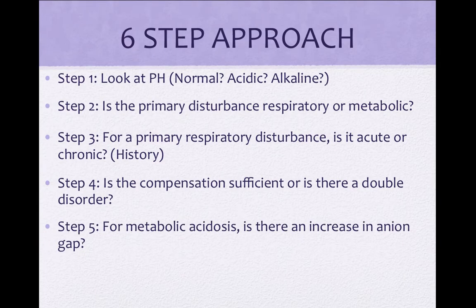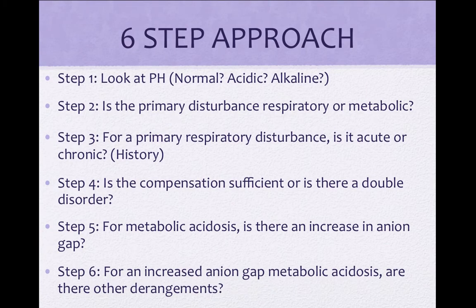Step 5, if and only if the disorder is metabolic acidosis, then we have to calculate the anion gap to see if it is increased or normal. Step 6 is only if there's an increased anion gap metabolic acidosis. In this, we need to see if there are any other derangements. So we calculate the corrected bicarb.